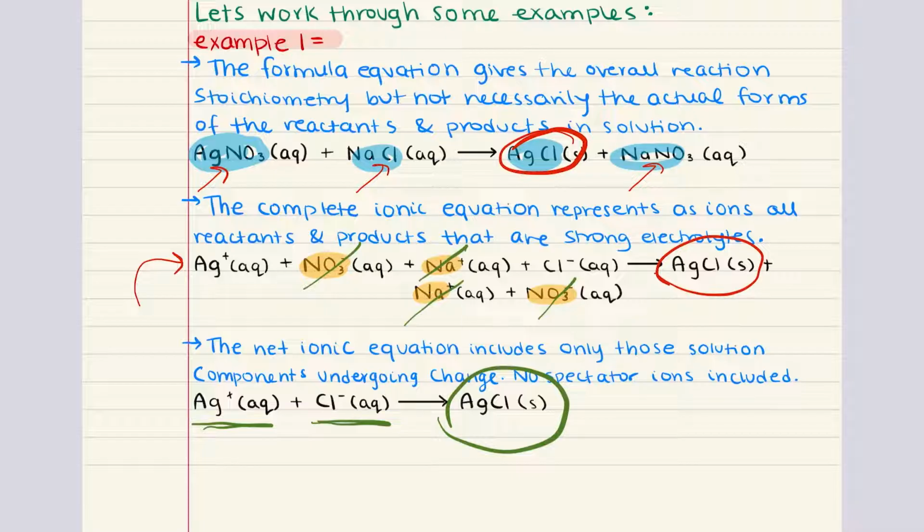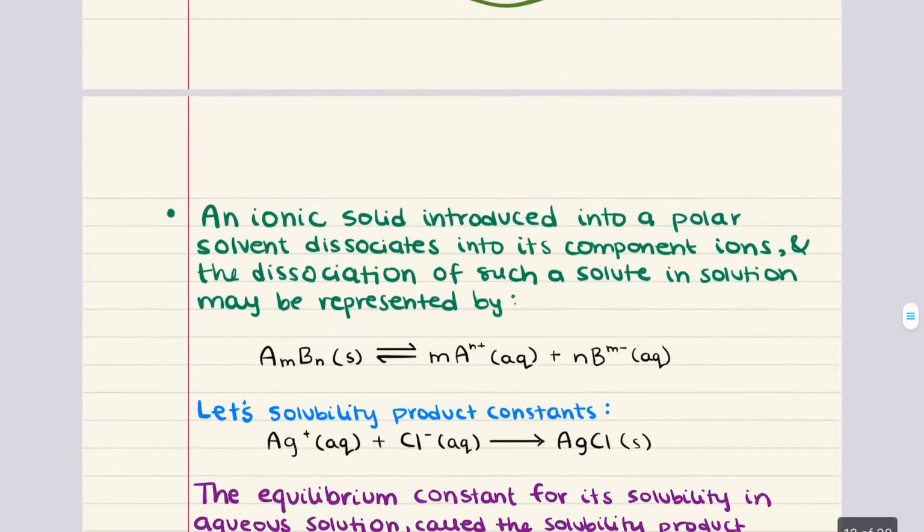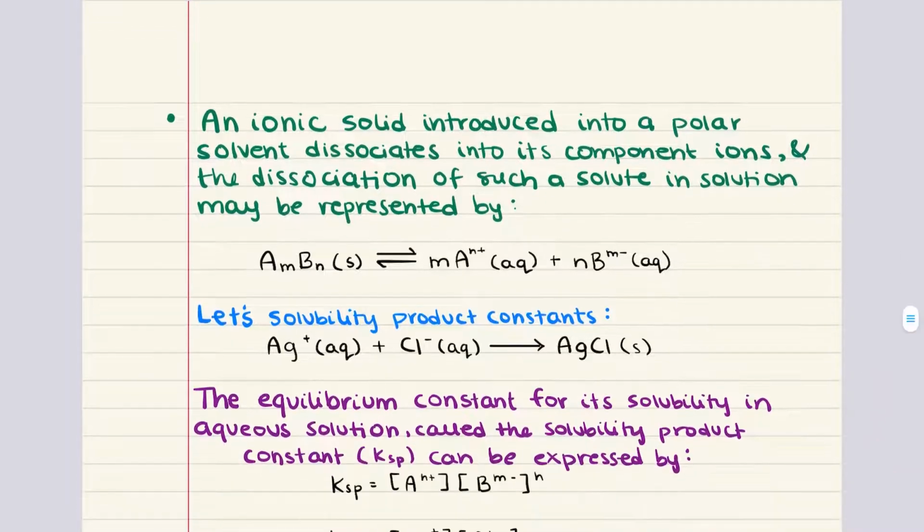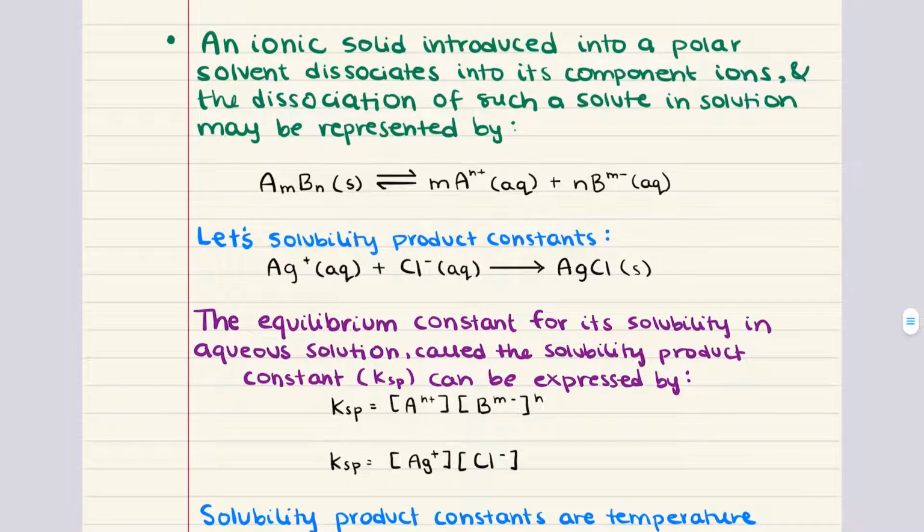Now, the net ionic equation for the reaction between silver nitrate and sodium chloride results in the formation of insoluble silver chloride. This reaction introduces us to a really important topic in chemistry, and that topic is sparingly soluble salts and their solubility. So let's go ahead and talk about that a little more. Most solubility problems on the MCAT deal with these sparingly soluble salts, which are ionic compounds that have very low solubility in aqueous solutions.